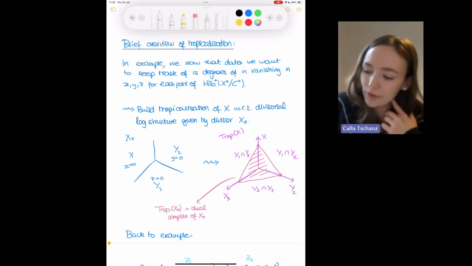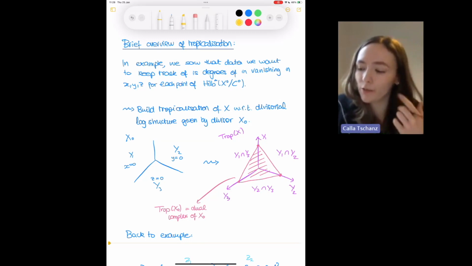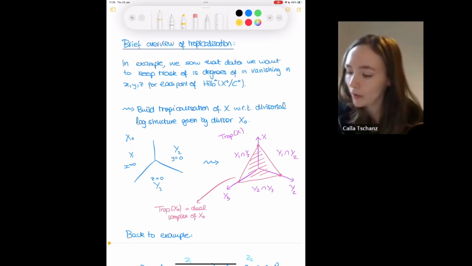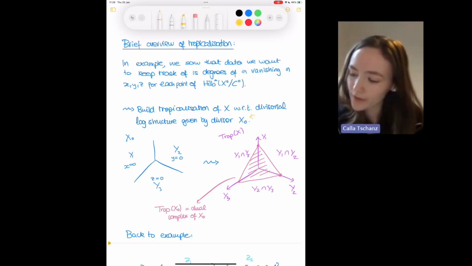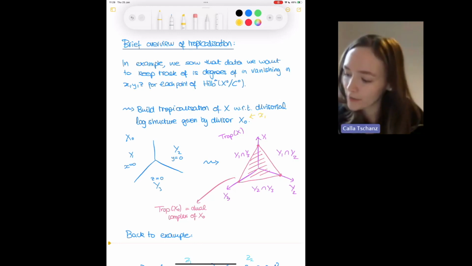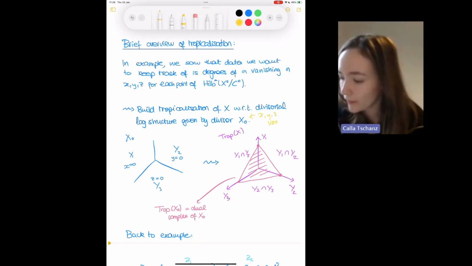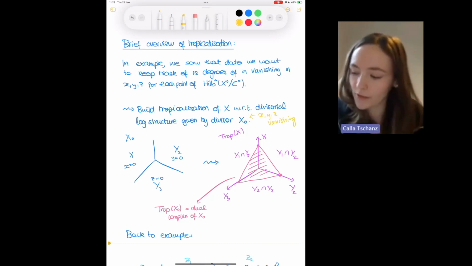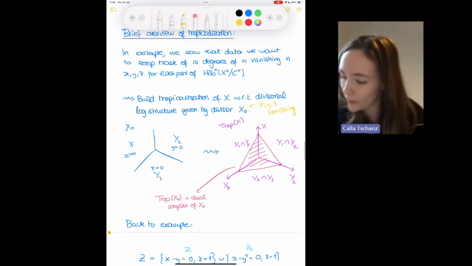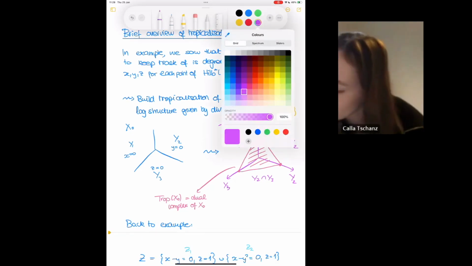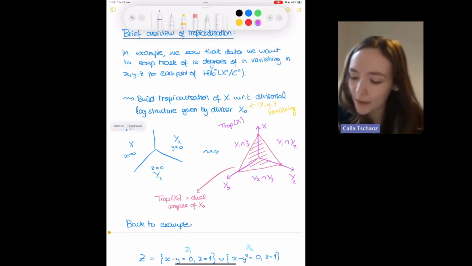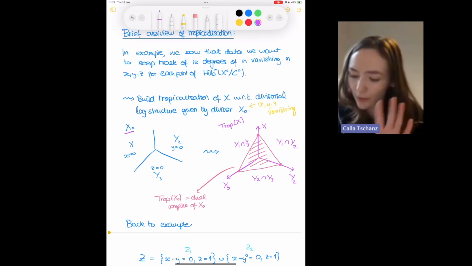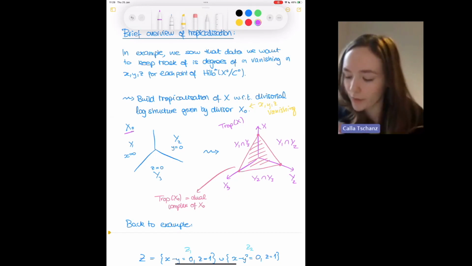So what we do is build the tropicalization of X with respect to the divisorial log structure given by the divisor X0. What this means is we're just saying that at X0, we have the functions X, Y, and Z vanishing, and we're constructing the thing that parameterizes their degrees of vanishing. So we take this fiber X0 like this. I've labeled the components Y1, Y2, Y3 for convenience.